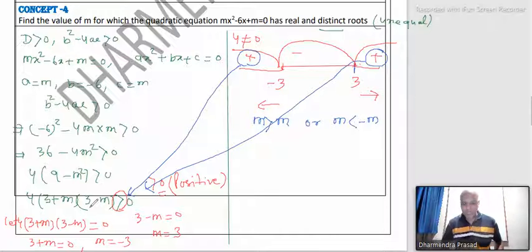So simply we can say m is greater than 3 or m is less than minus 3. You have to write here: m is greater than 3 or m is less than minus 3. This should be the answer of the question. Clear? Okay. If you do not understand, see the video again and try to understand what steps you have to do. Clear? Come to the next question.